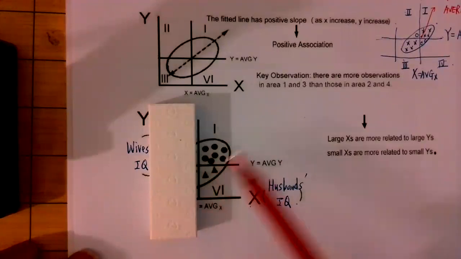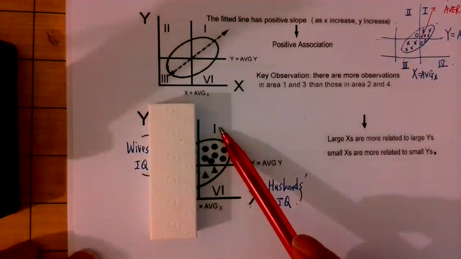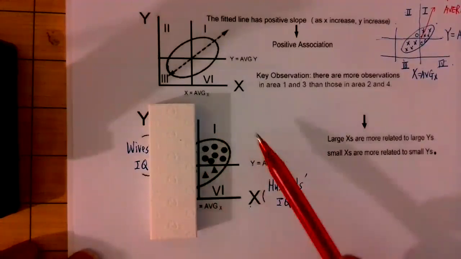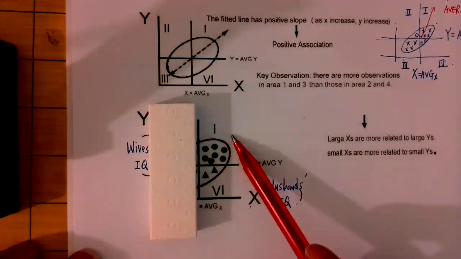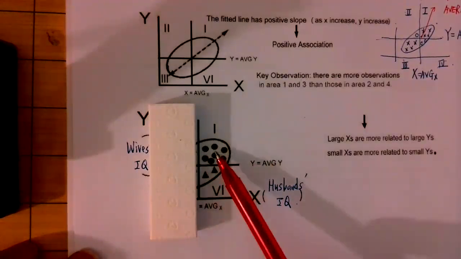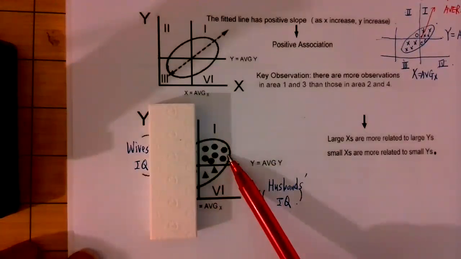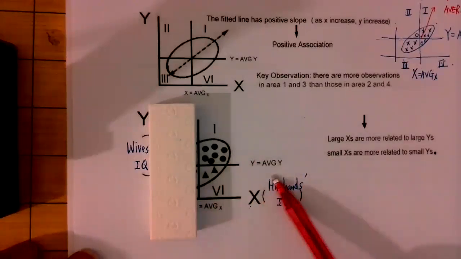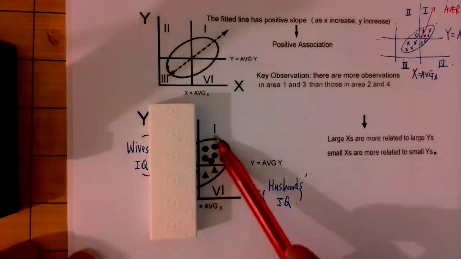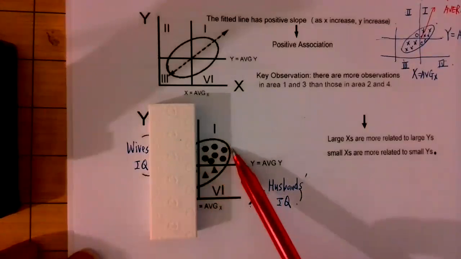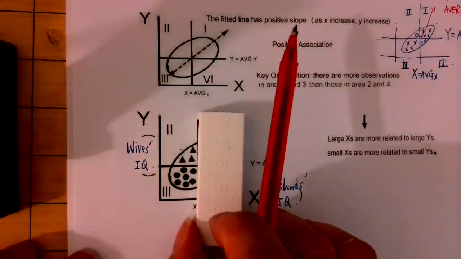Why do I say that? Because there are more observations in area 1 than those in area 4. Okay, so large X are more related to what? Large Y's. Let me try one more time. Large X are related to large Y's, but also related to small Y's. But large X are more related to large Y's. Put in our context, okay? Large X means smarter husbands. Smarter husbands marry smarter wives, but also marry dumber wives. But more smarter husbands marry what? Smarter wives.